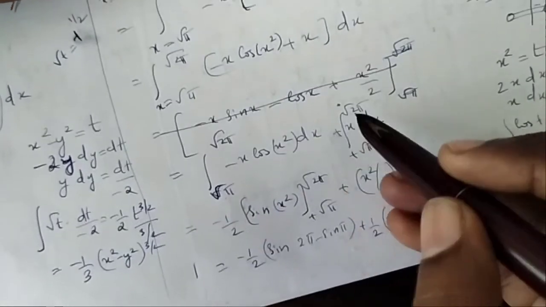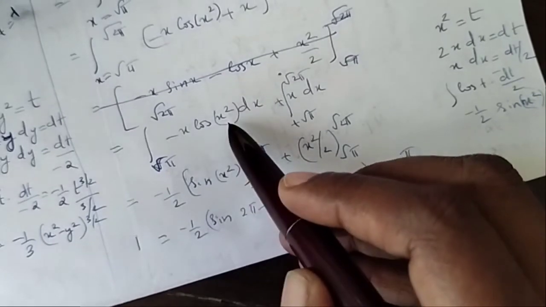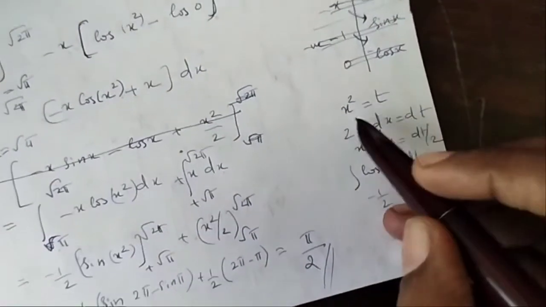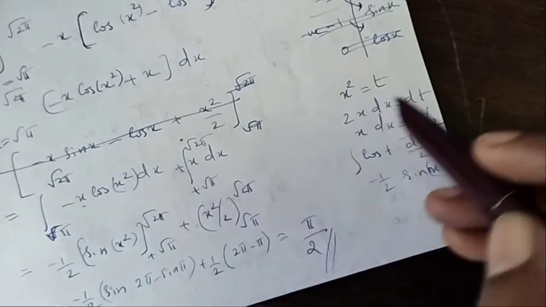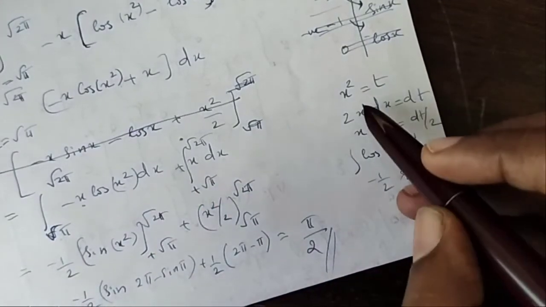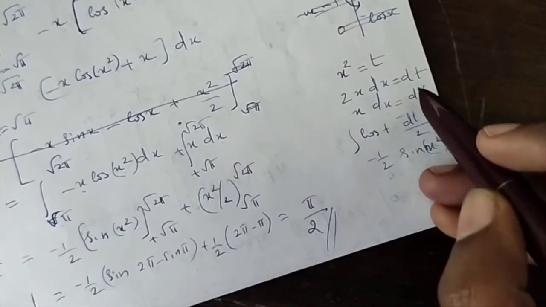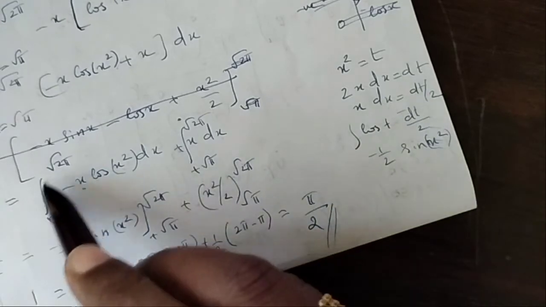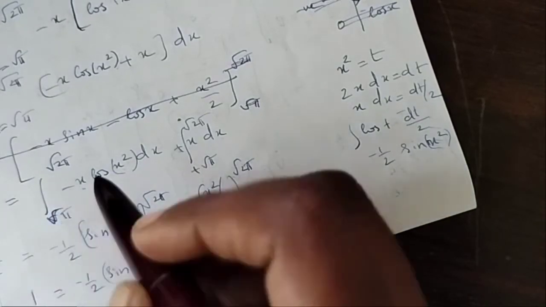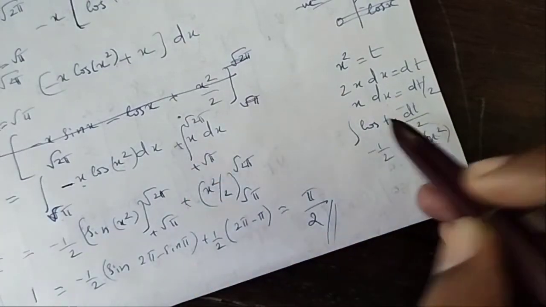Okay, integrating separately. So this first term, x into cos of x square. Here we can put x square as some t because x dx is here. So that is why we can put x square as t. So its derivative is 2x dx, it is dt, or x dx is dt by 2. Okay, so the integral becomes, minus is here. So what is cos of x square? It is cos t.